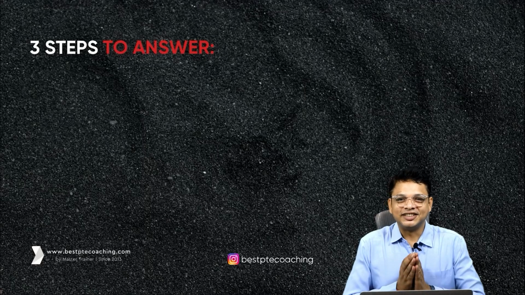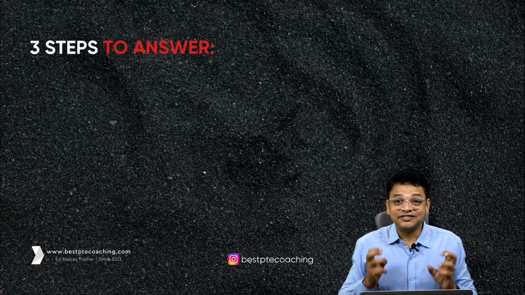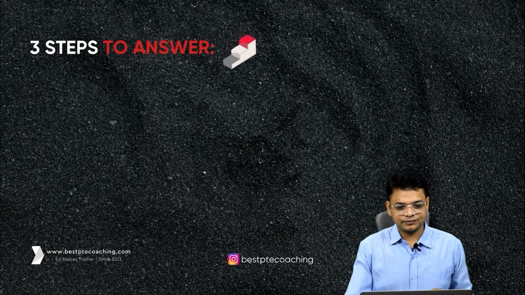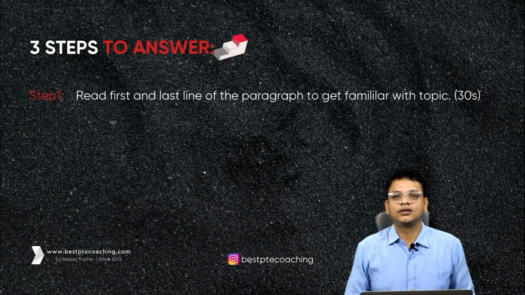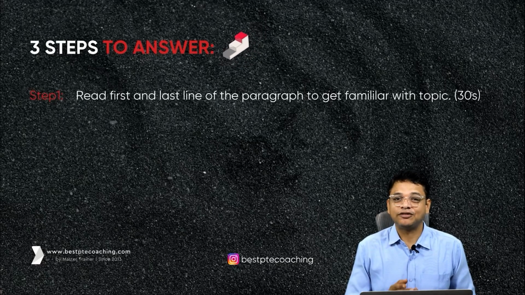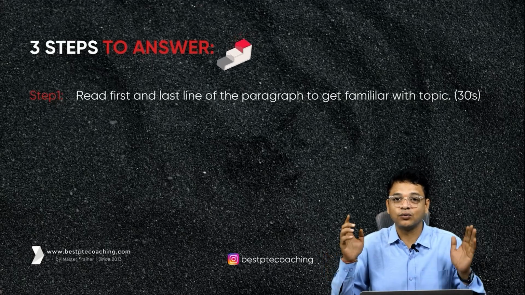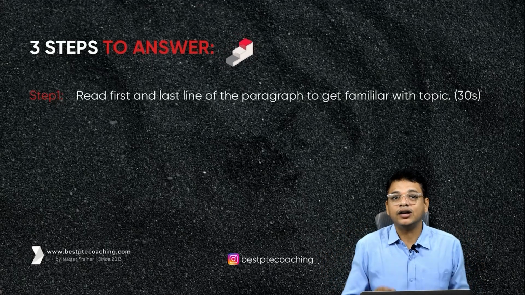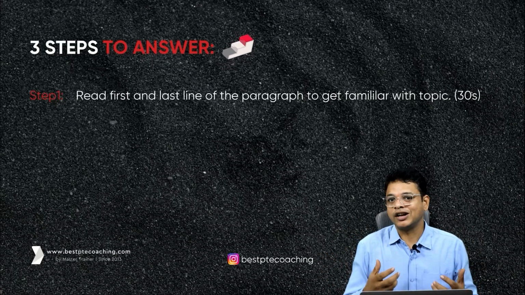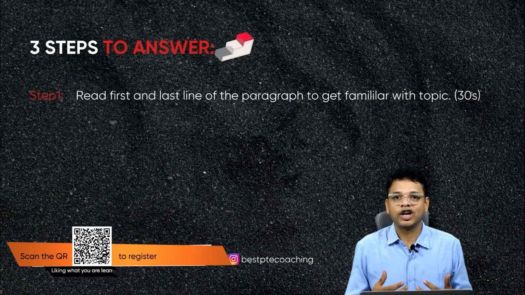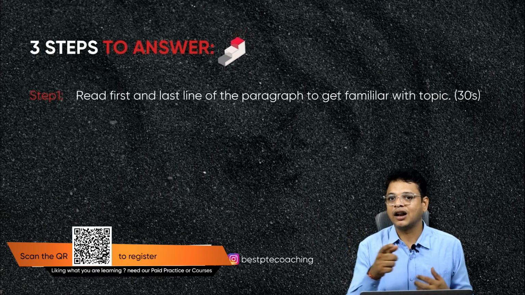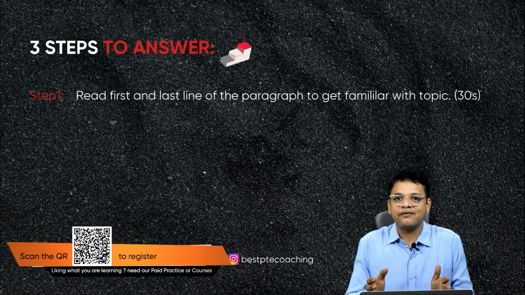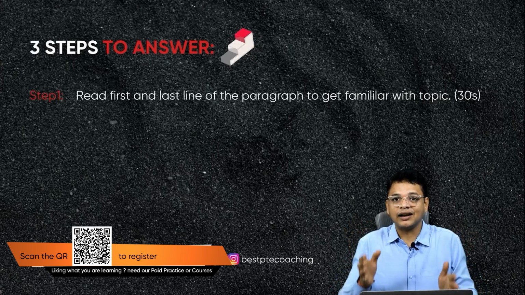Now, let's learn 3 steps to answer reading fill in the blanks. Number 1, the first step is this. You have to read the first line of a paragraph and the last line of a paragraph if you are a normal basic reader. No, I am a pro reader. If you say I'm a pro reader, you can go through the entire paragraph if you want. So what is the benefit of reading the first line, last line?